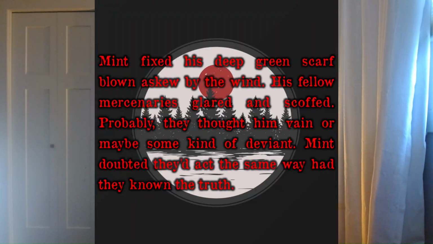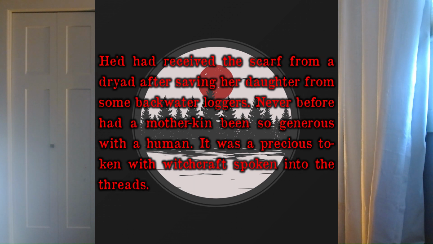Well, let's find out. Mint fixed his green scarf, blown askew by the wind. Hello, Discord. His fellow mercenaries glared and scoffed. Probably they thought him vain or maybe some kind of deviant. Mint doubted they'd act the same way had they known the truth. He'd received a scarf from a dryad after saving her daughter from some backwater loggers. Never before had a motherkin been so generous with a human. It was a precious token with witchcraft spoken into the threads.